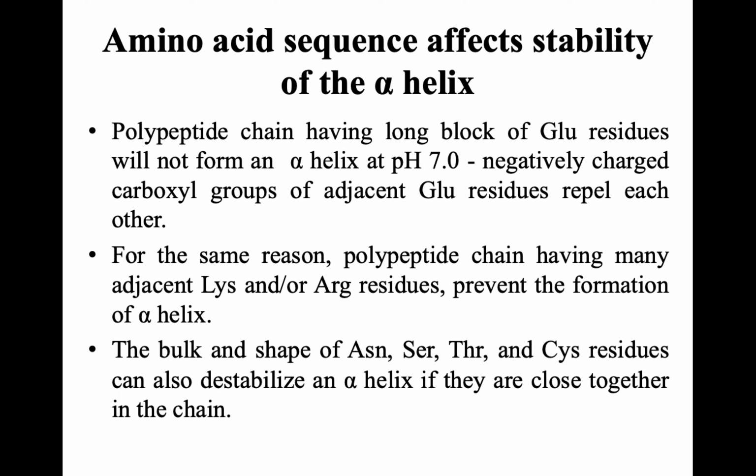For the same reason, if the polypeptide chain has many adjacent lysine or arginine residues, that polypeptide chain also is not going to form the alpha helix, because these positively charged residues are going to face repulsion between them. And at the same time the bulk and shape of amino acid residues such as asparagine, serine, threonine and cysteine also destabilize the alpha helix, if they are placed very close to one another in the polypeptide chain.